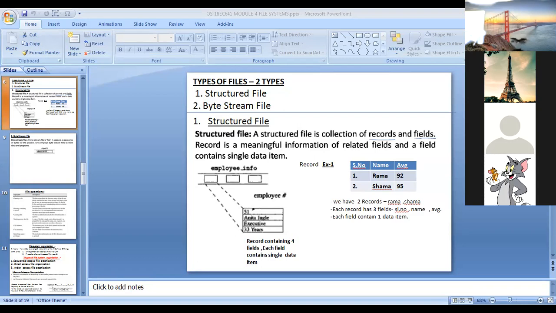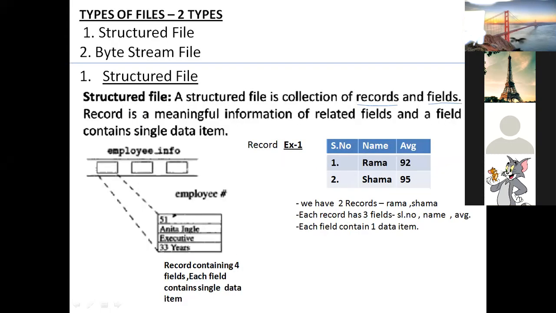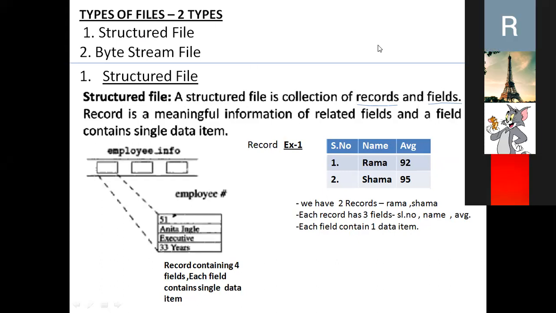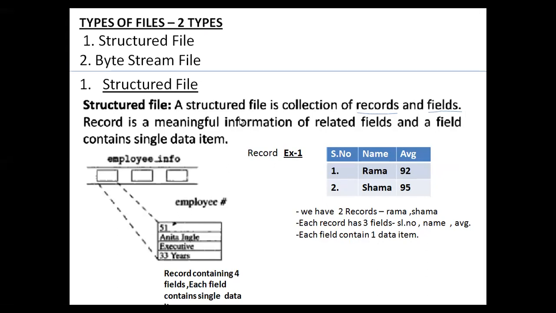So in the last period, we had started module 4, and module 4 is the file systems. The next topic in the continuation of module 4: we have basically two kinds of files, those are structured file and byte stream file. In the last video, we had seen the structured file. A structured file is a collection of records and fields, and the meaning of record and fields was analyzed in the last period itself.